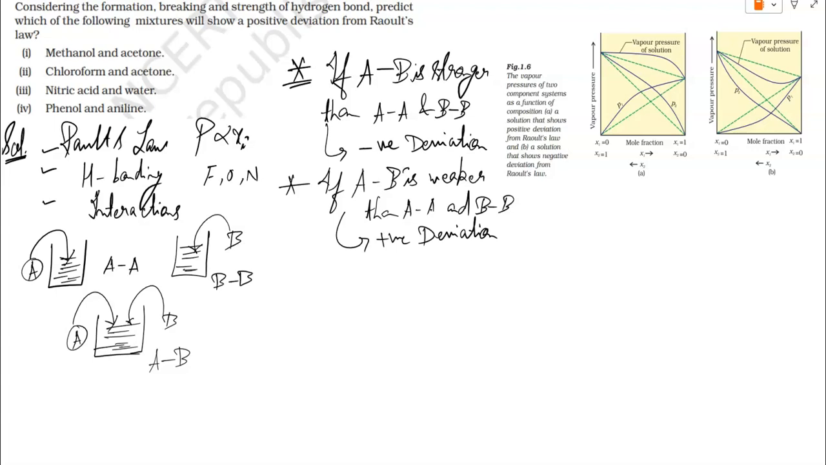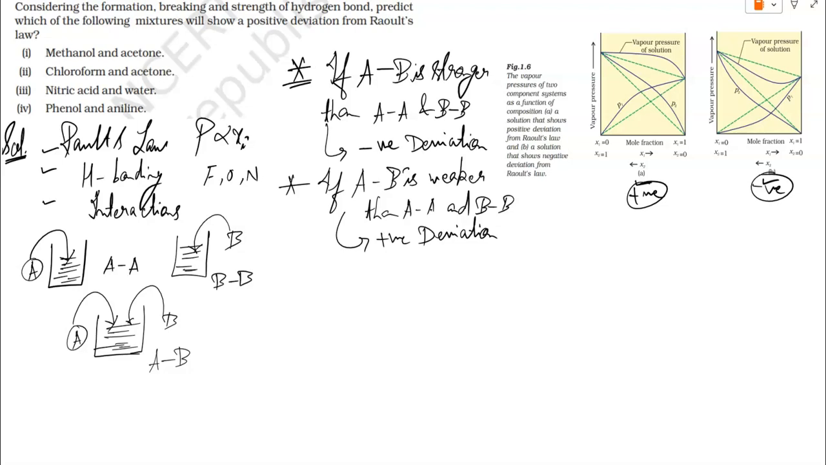This kind of thing you can see in the right side figures. Figure A is showing the positive deviation, because the purple colored line is above the green line. That is the positive deviation from Raoult's law. And in B, you can see that the purple colored line is below the green colored line, that is showing the negative deviation from Raoult's law.